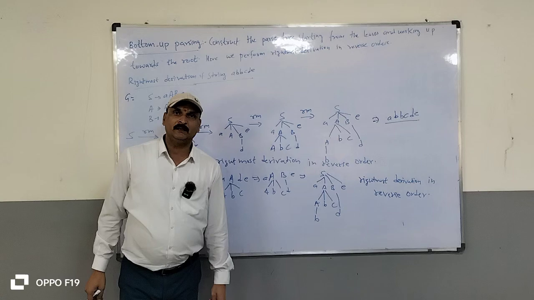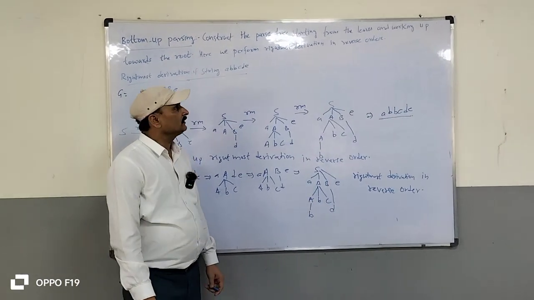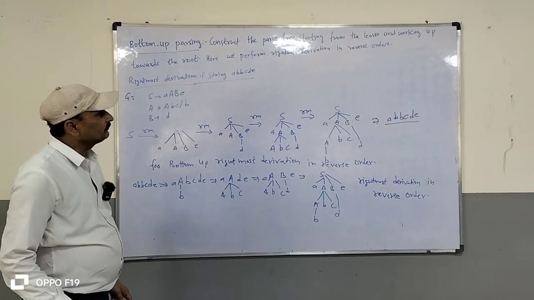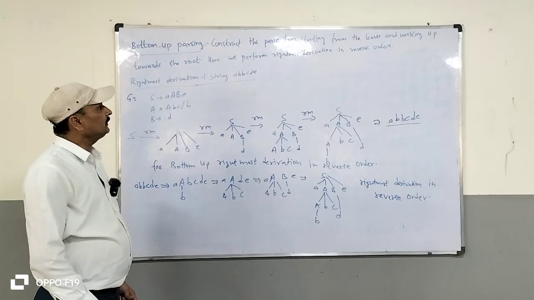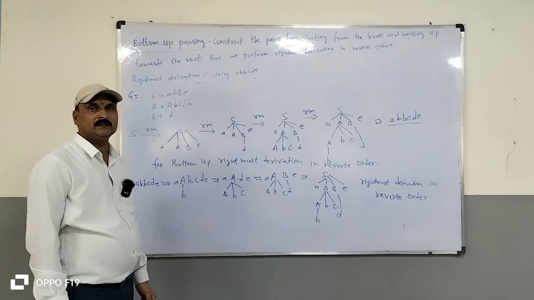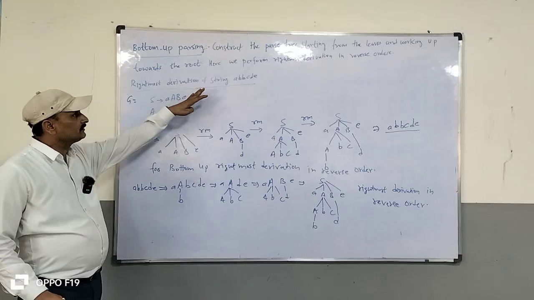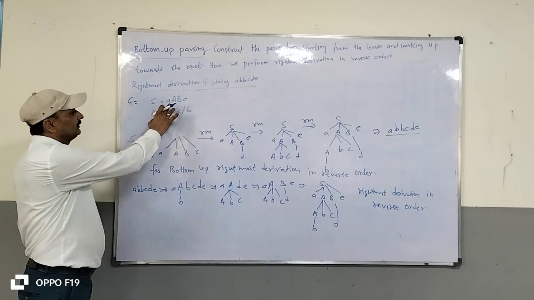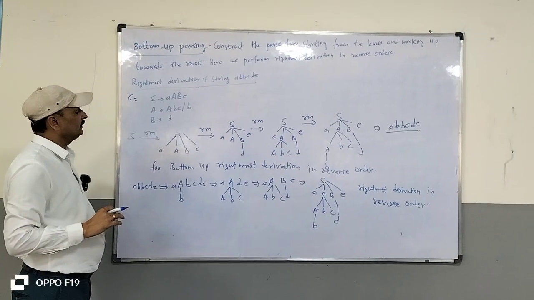I am going to explain here bottom-up parsing and shift-reduce parsing. So basically, bottom-up parsing constructs the parse tree starting from the leaves and then working up towards the root. Here we perform the rightmost derivation in reverse order. For example, the rightmost derivation of string a b b c d e using this grammar: S derives A A B E, A derives A B C | b, and B derives d.